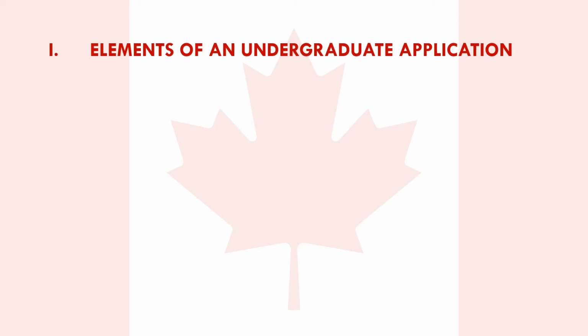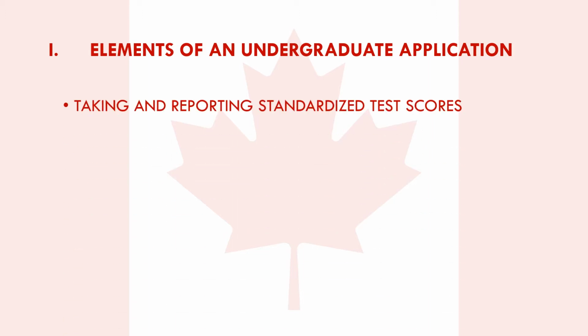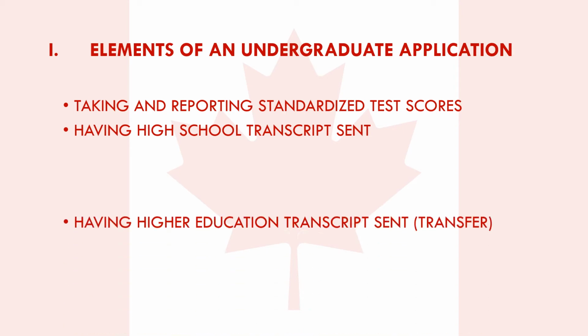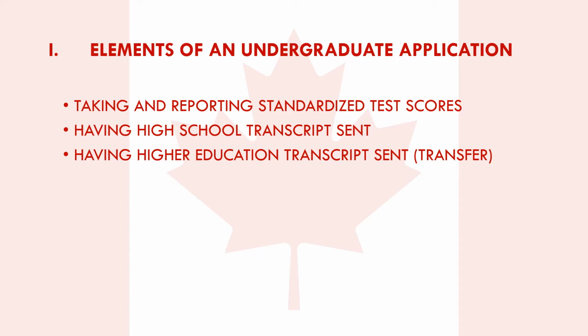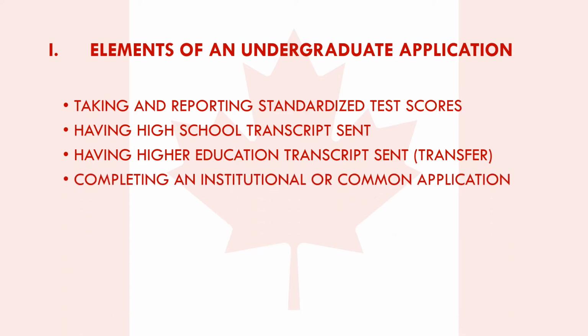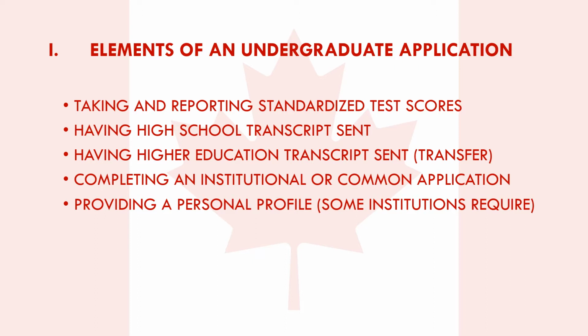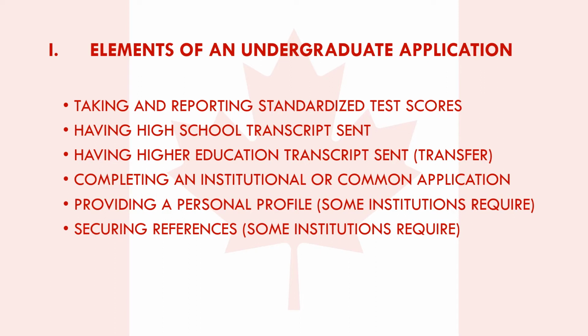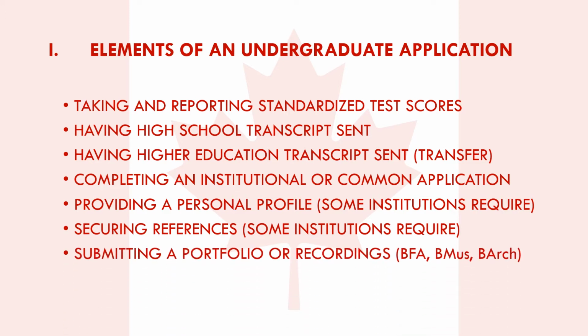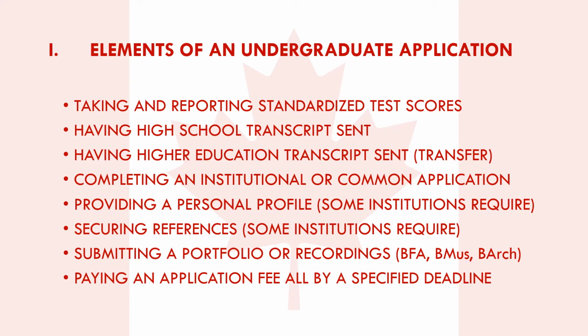Applying to a Canadian institution of higher education typically involves taking and reporting standardized test scores, having high school transcripts sent, having higher education transcripts sent if you're applying as a transfer student, completing an institutional or common application, providing a personal profile, something required of few institutions, securing references, something also required of some institutions, submitting a portfolio or recordings in the case of Bachelor of Fine Arts, Bachelor of Music, or Bachelor of Architecture, and paying an application fee, all by a specified date.